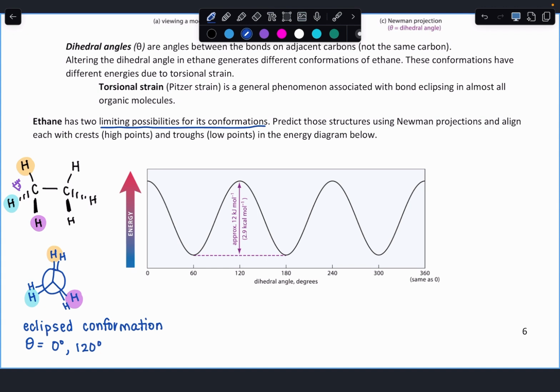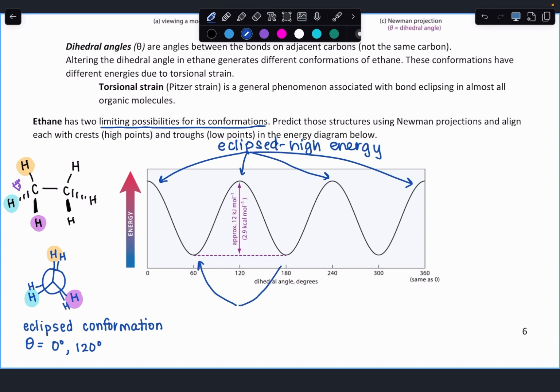So let's just label on here, all of these are eclipsed, the crests. They're high energy, and then the troughs are all staggered.